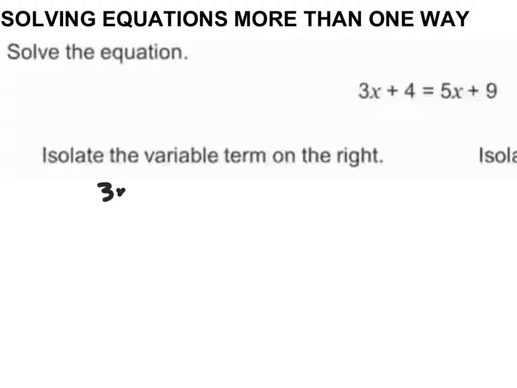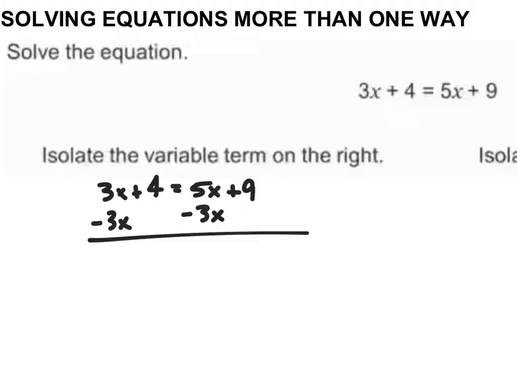So I'm going to do 3x plus 4 equals 5x plus 9. Okay, so I'm going to move all my variable terms over here on the right. Okay, so variable on the right side, numbers on the left. So what I'm going to do is first move my 3x to the other side. So I'm going to subtract 3x from both sides. Okay, and so then I'm going to get 4 is equal to 2x plus 9.